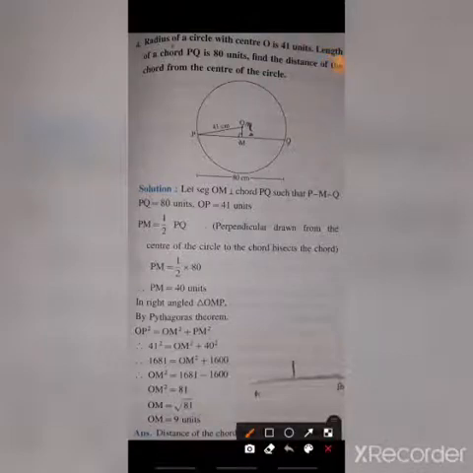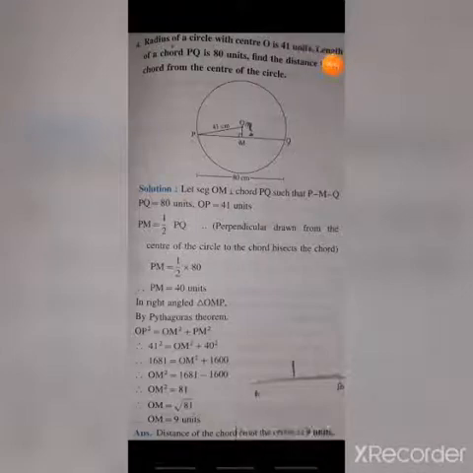Okay, we will start. In the last lecture, we already solved the first, second and third questions. This one is the fourth question.